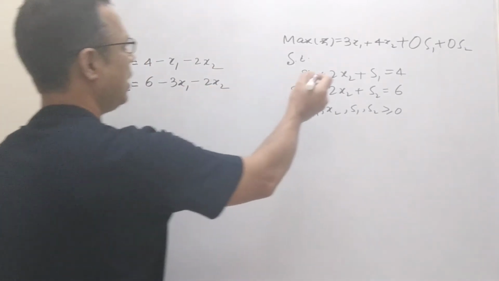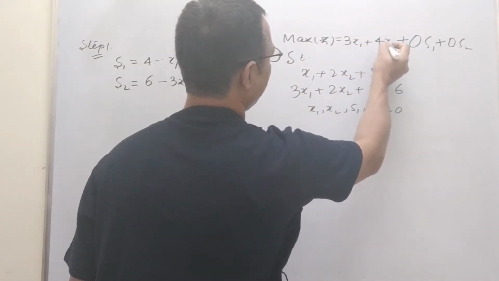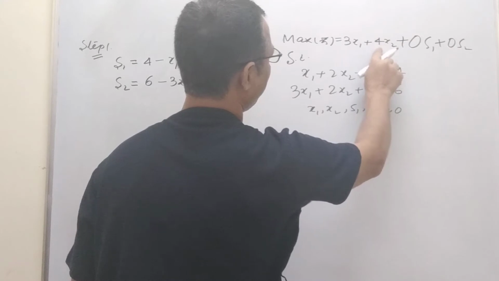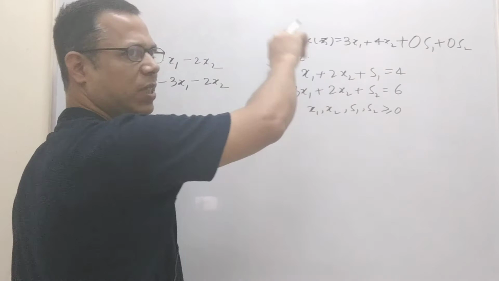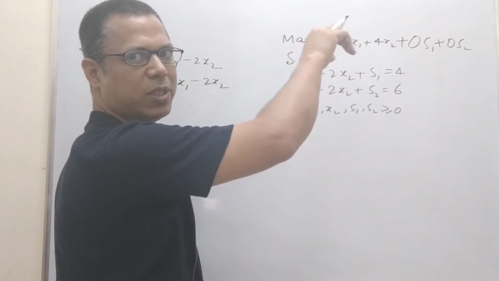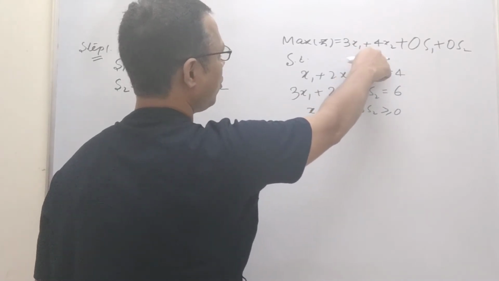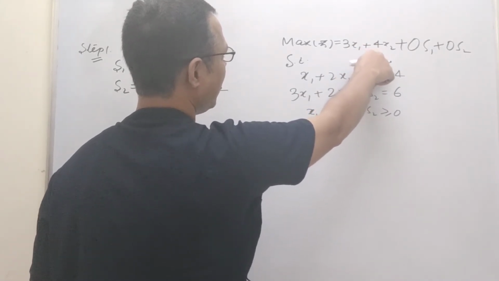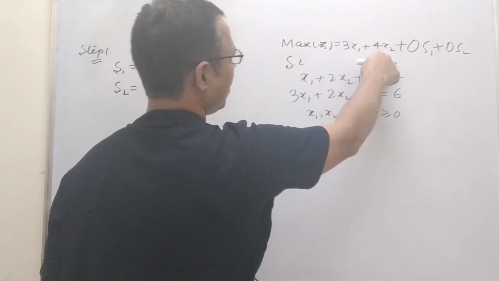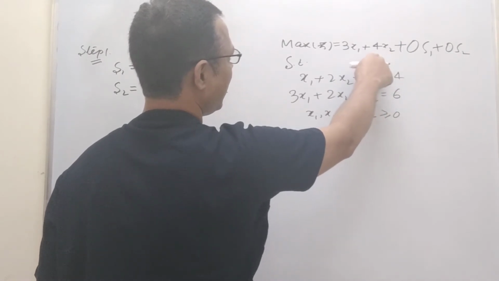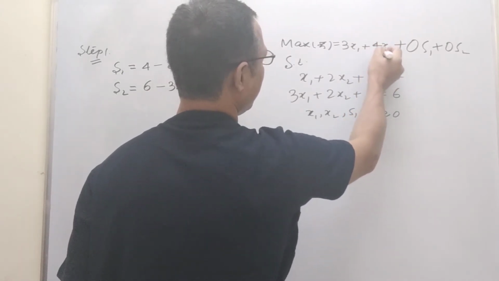So if you look here at this objective function, the rate of increase is 4x2 and 3x1. So here we need to find the largest positive value of the coefficient of the objective function. Largest value means largest coefficient of the objective function. Here 3 is the coefficient of x1 and 4 is the coefficient of x2. So 4 is the largest positive value in the objective function. So here x2 is going to enter into the basis.